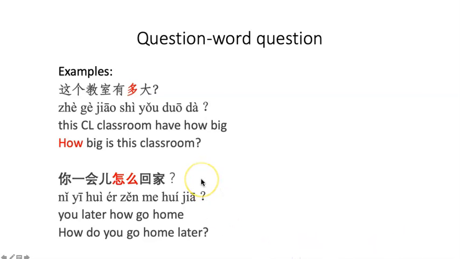你一会儿怎么回家? How do you go home later? 怎么 how, that's a question word. This is also a typical question word question. 你一会儿怎么回家?